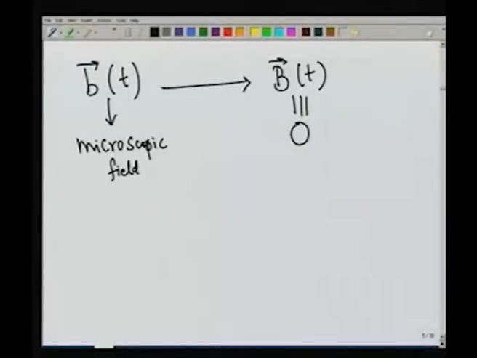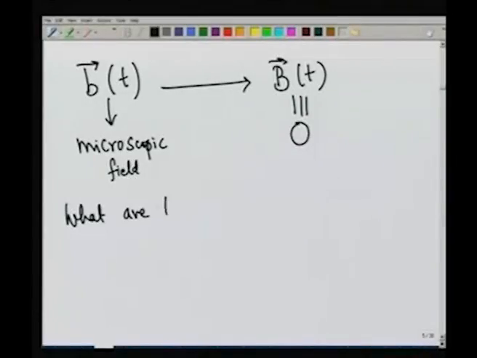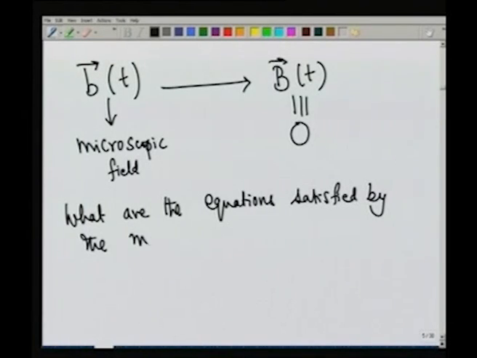So now it is with these macroscopic fields that we do electrostatics, and of course we will forget all about the macroscopic magnetic field. Once we have done that, the natural question that we have to ask is, what indeed are the field equations satisfied by the macroscopic fields? This is the question that we are asking, and the answer to that is simple.